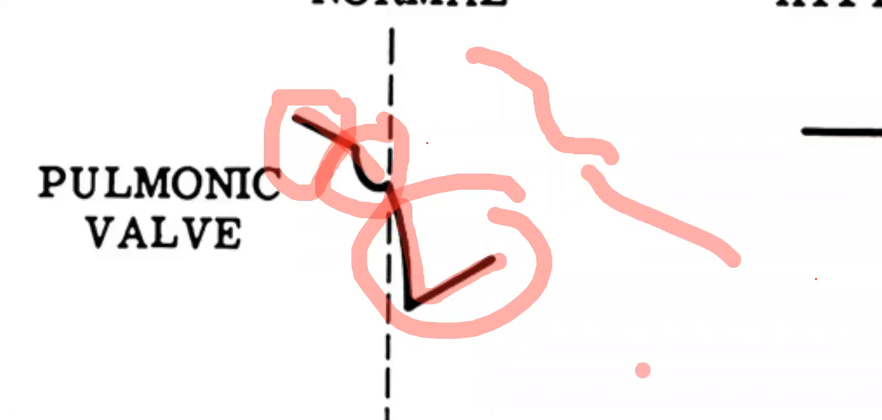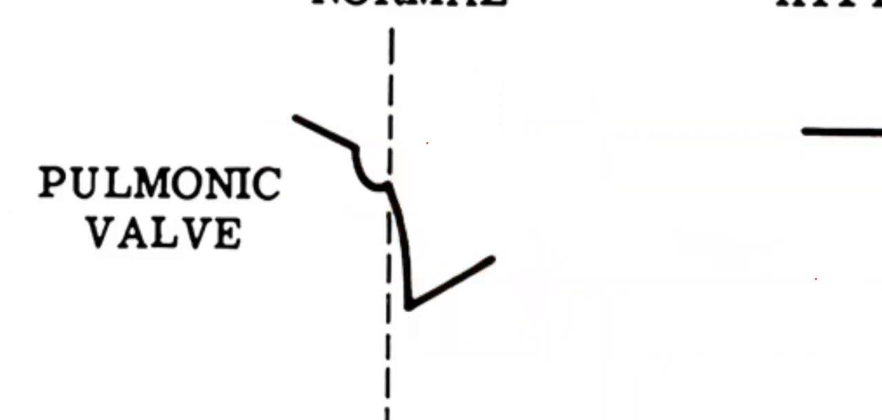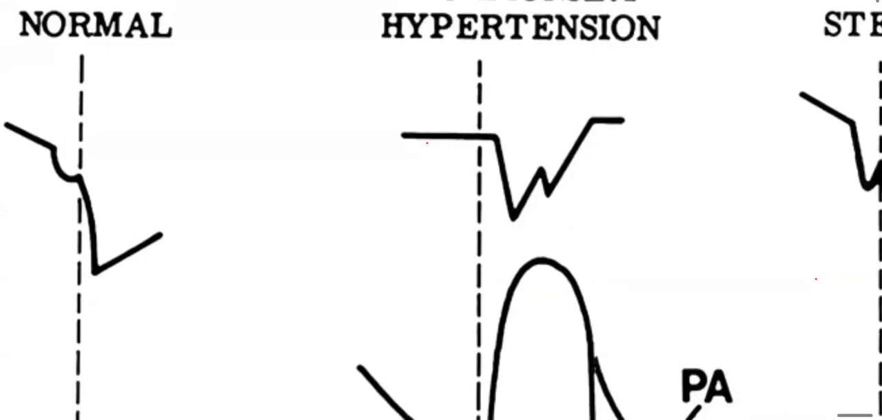So let's see how it looks in obstruction. If I have pulmonary hypertension, what do I have? I have two signs. One, I lost the atrial dip. Second, I have a mid-systolic notch. Why have I lost the atrial dip?